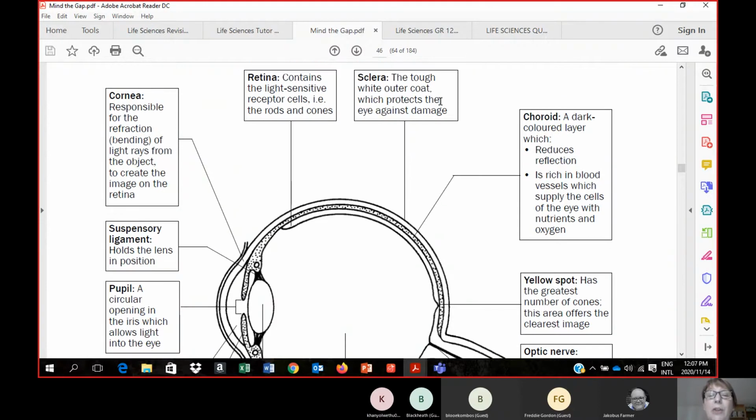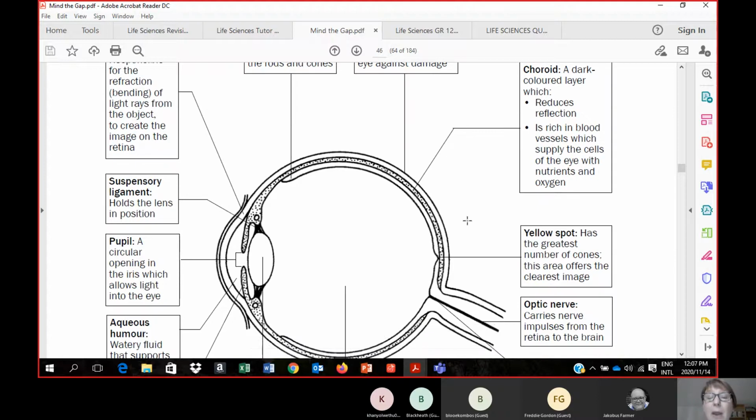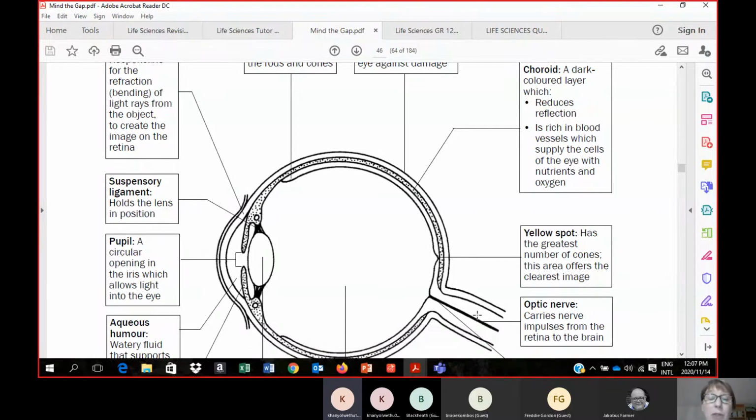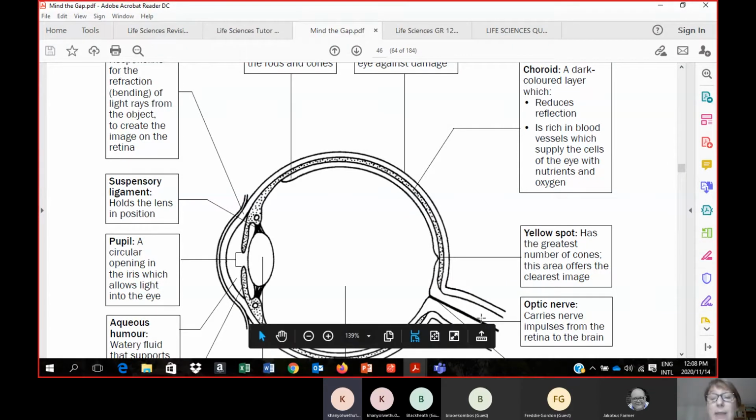So it's a tough outer coat which protects the eye from damage. Okay, then over here at the back, we've got the optic nerve, and the optic nerve will carry impulses to the optic lobe of the brain. And you know, your eye is just a tool which helps you to see, but the brain really does all the interpretation of what you see. So this optic nerve carries impulses towards the optic lobe of the brain.